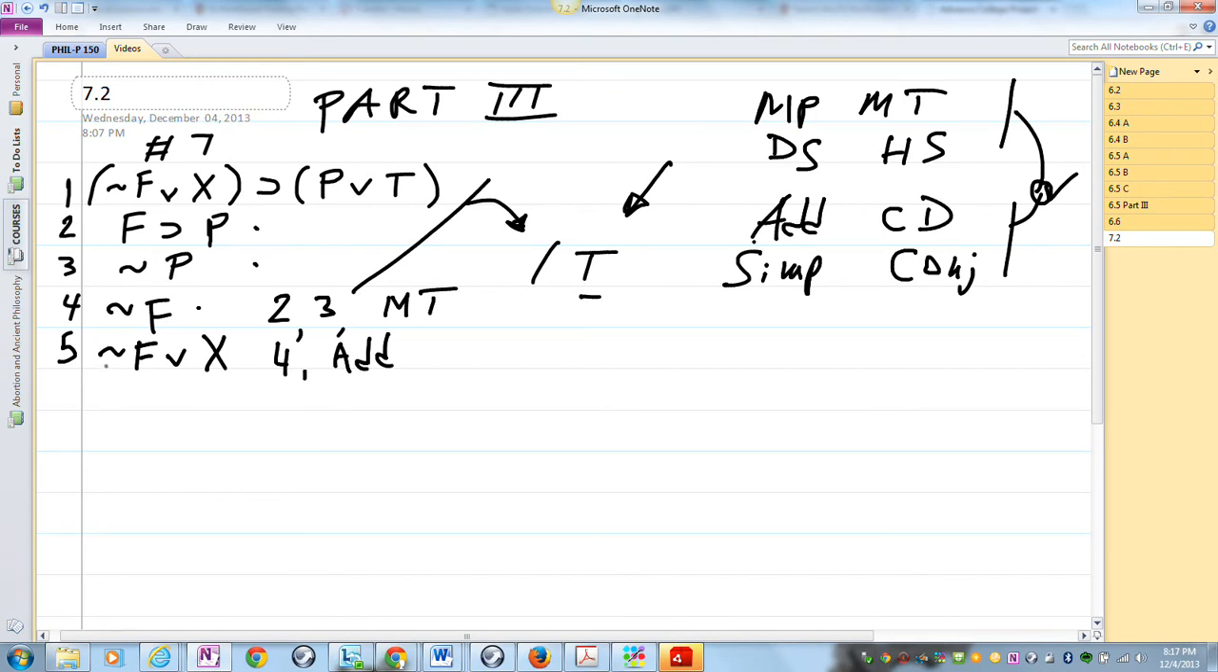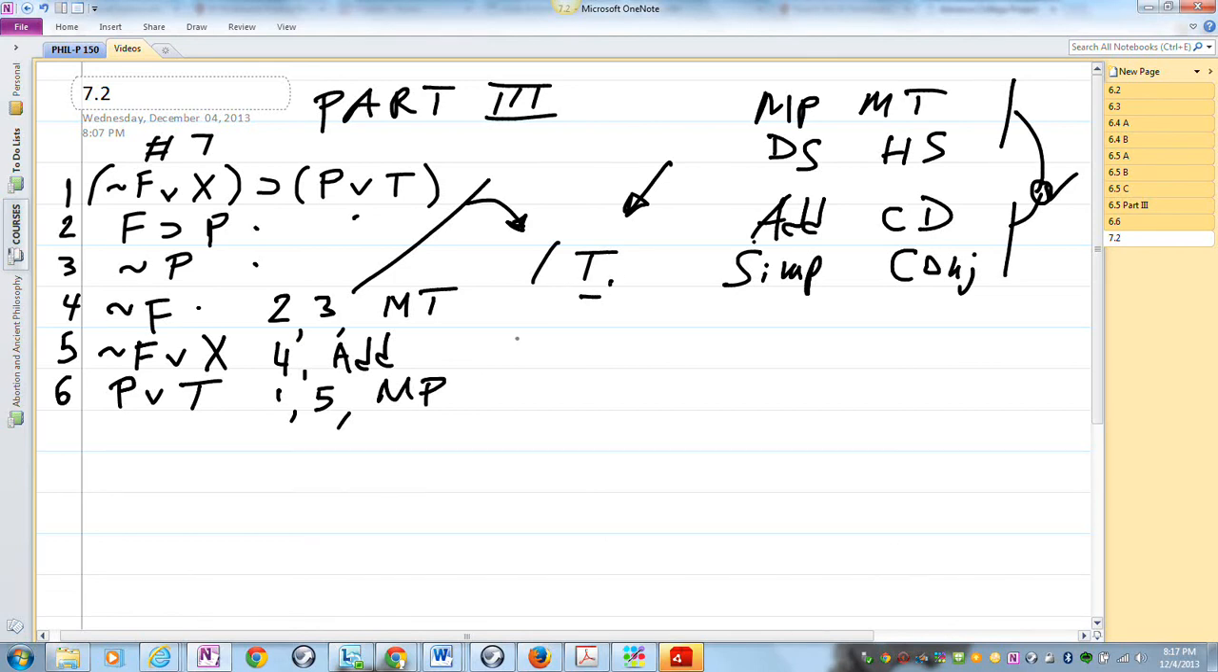And the reason why you want to create not F or X is that then you can do a modus ponens with line 1. So in line 6, you will infer the consequent of that conditional up there, P or T. It comes from 1 and 5 modus ponens. And now you're much closer to your goal.